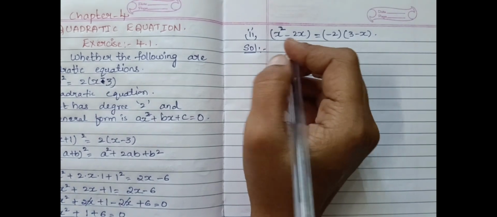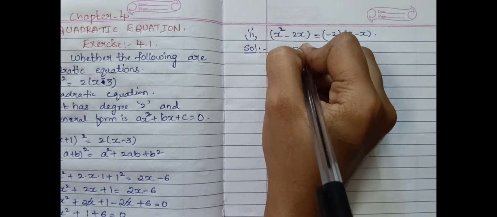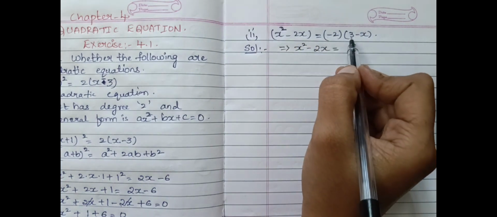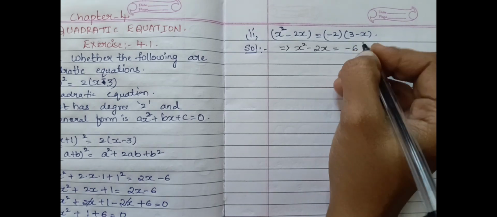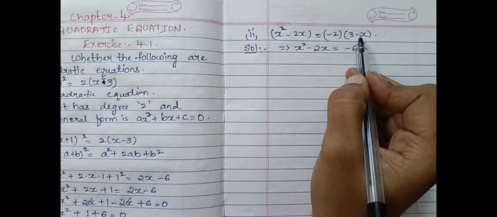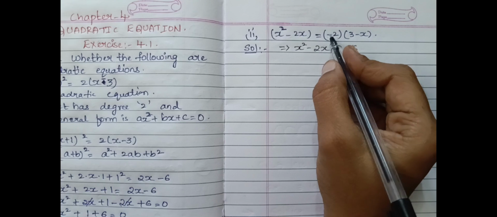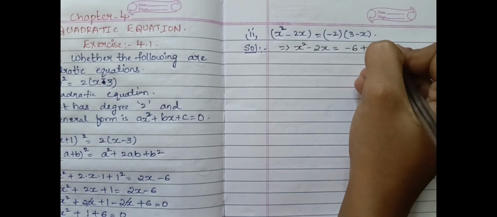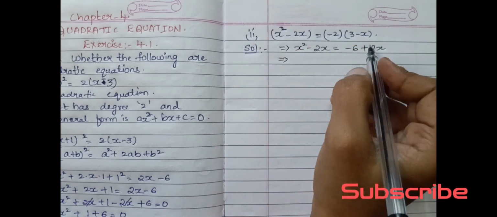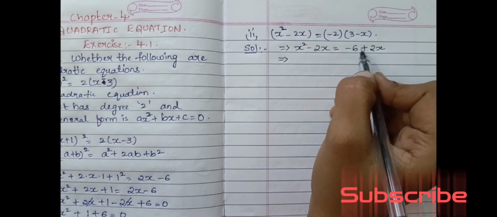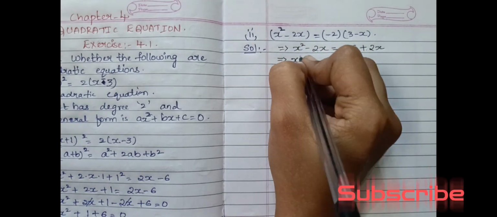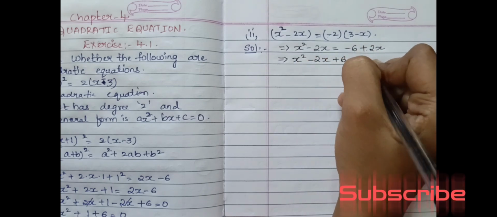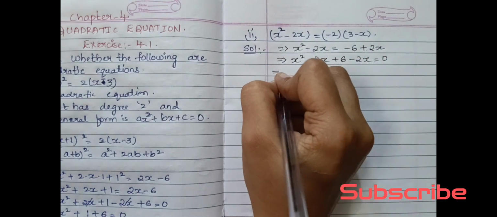So let's solve this equation. We will get x square minus 2x equals to minus 2 into 3, which will become minus 6. Minus 2 into minus x will become 2x, and the sign is minus into minus, which will become plus 2x. Then again we will simplify it. We will shift these terms to this side. So x square minus 2x plus 6 minus 2x equals to 0.